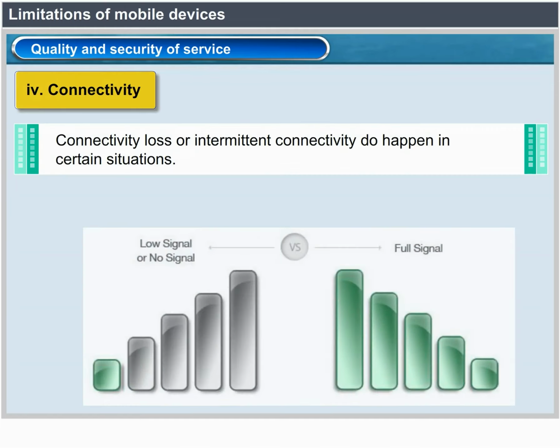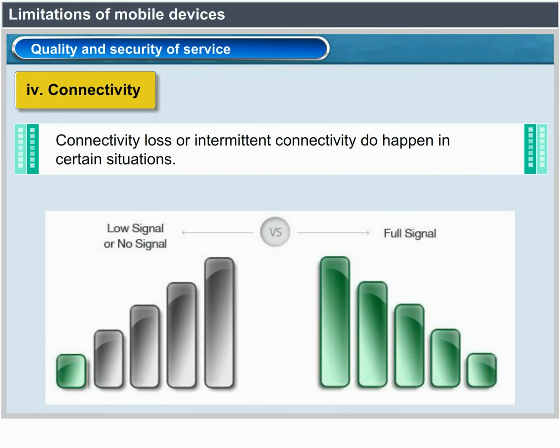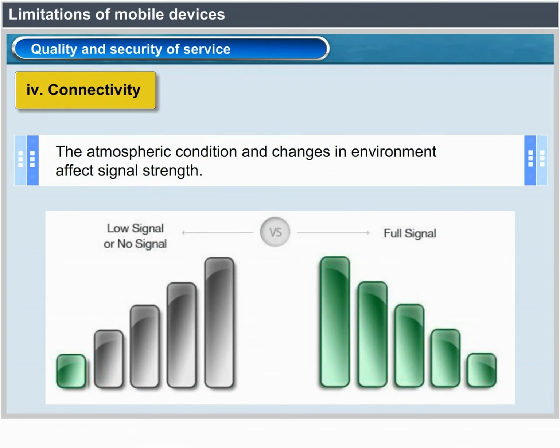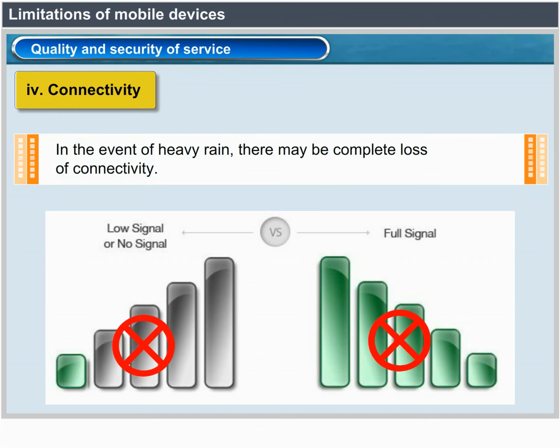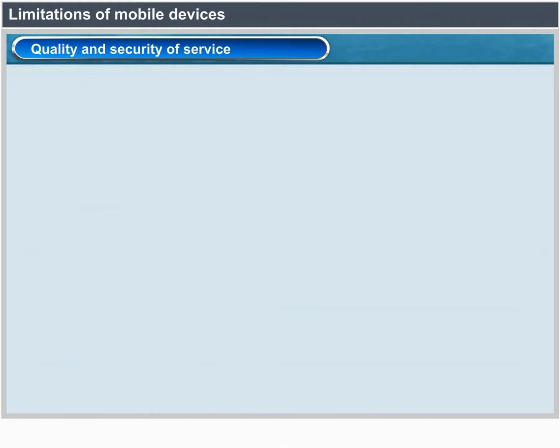Connectivity. Connectivity loss or intermittent connectivity in certain situations. The atmospheric condition and changes in environment affect signal strength. In the event of heavy rain, there may be complete loss of connectivity.